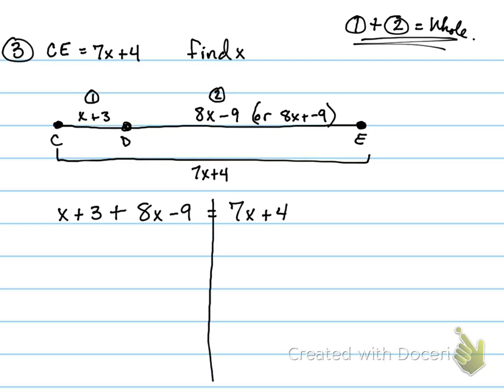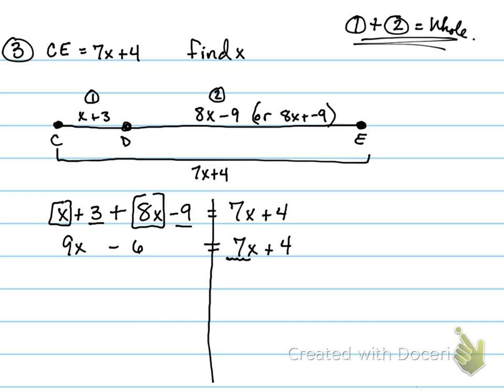Combine our like terms. I have an x, positive x, plus 8x is 9x. 3 minus 9, 3 plus negative 9 is negative 6. That's equal to 7x plus 4.